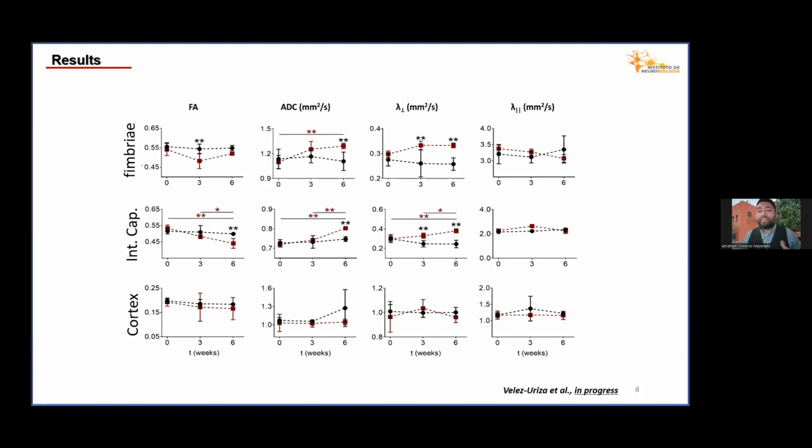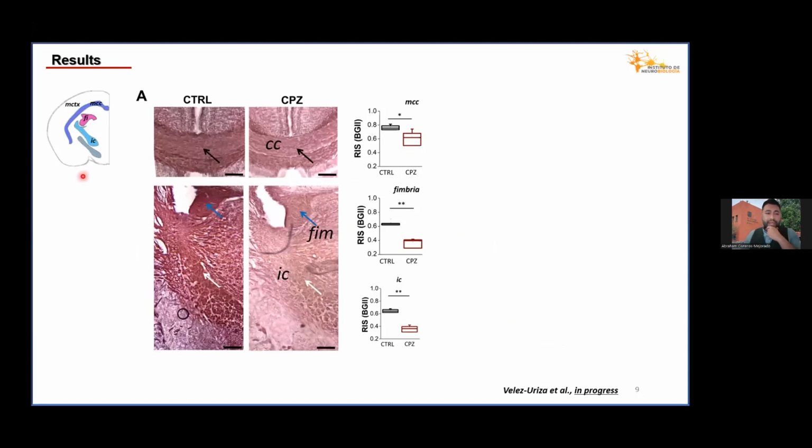Again, this is in agreement with some reports. Then, to verify, we evaluate with histology the degree of myelination in these regions. In this image, you can see the amplification of regions such as the corpus callosum, fimbria and internal capsule. A lower degree of staining can be observed in cuprizone conditions compared to control conditions, indicating demyelination in animals treated with cuprizone. These findings directly correlate with the diffusion MRI metrics that I showed you previously.